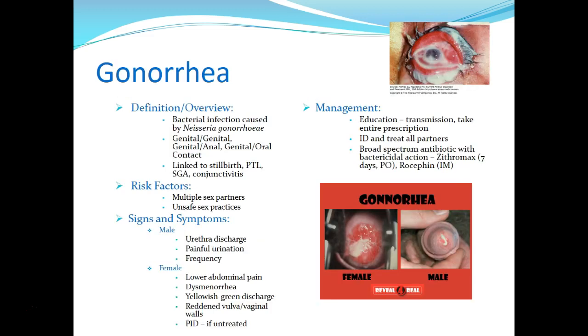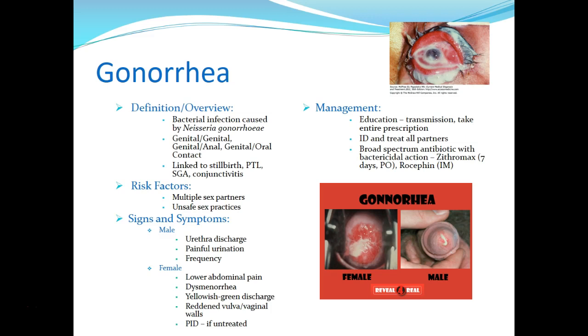Let's move on to gonorrhea. This is also a bacterial infection. It can be transmitted genital to genital contact, genital to anal contact, or genital to oral contact. It is linked to stillbirth. It is linked to preterm labor in pregnant women. It is linked to small for gestational age newborns. And it's also linked to conjunctivitis, just like chlamydia. The risk factors are people with multiple sex partners and unsafe sex practices.